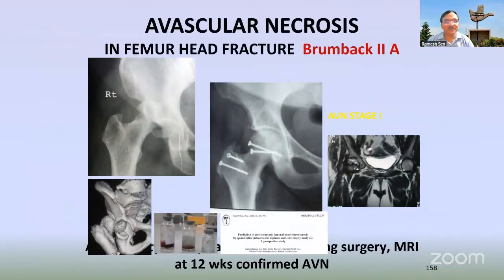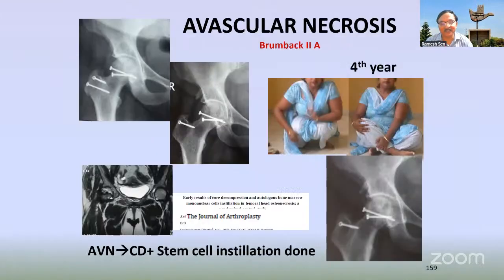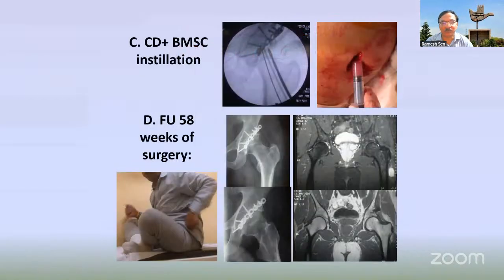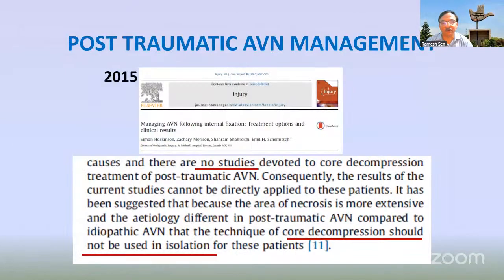Another case, same kind of situation, Pipkin fracture dislocation. We did the same study where we found it out it is AVN. You can see the X-ray, MRI picture also. AVN is well defined. Again, we did the same thing, the stem cell with core decompression, and she is in her 4th year. She's doing good with the head. Another case with the same kind of situation and same kind of outcome we are able to have in these cases. And this is 3 years follow-up.